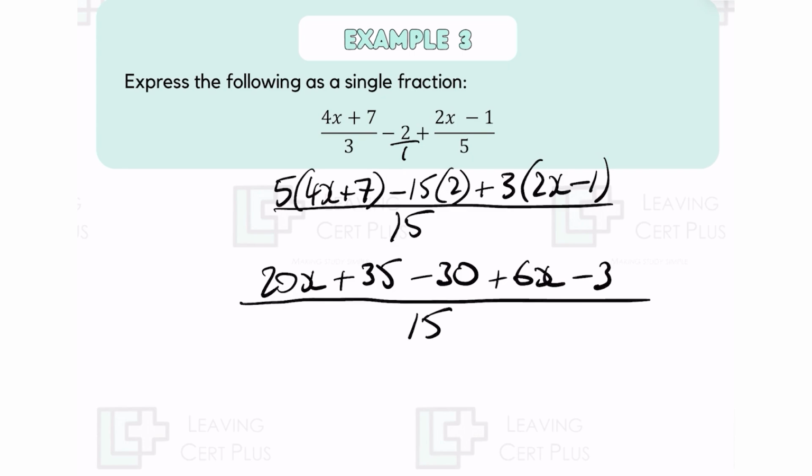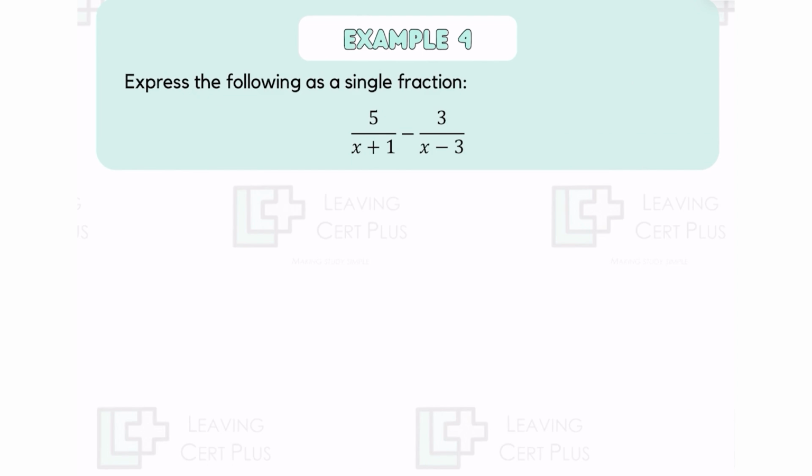Highlight my like terms now, so it's 20x and it's plus 6x, so 20x and 6x is 26x. 35, take away 30, and take away 3 is plus 2. All over 15, and there we go, we've done it. Now it's time in example number 4 to take a look at what happens when there's algebra at the bottom.